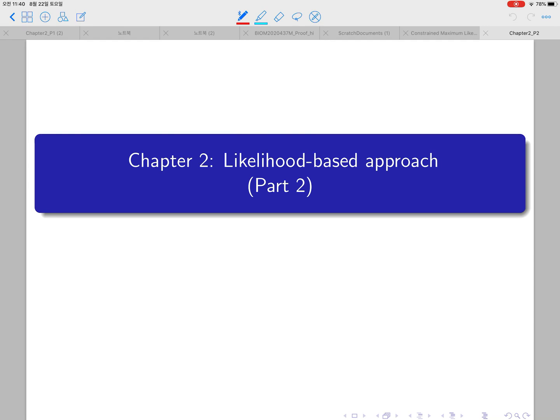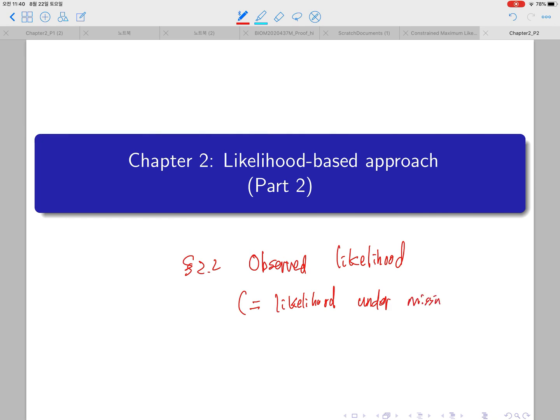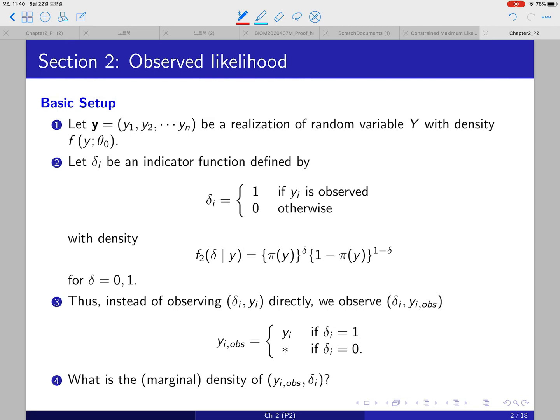Today we'll study chapter 2 part 2. We'll first study the observed likelihood in section 2, which is the likelihood on the missing data. So we'll first introduce the concept of the observed likelihood.